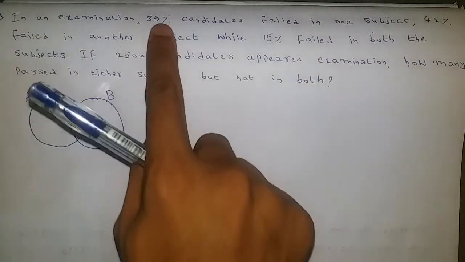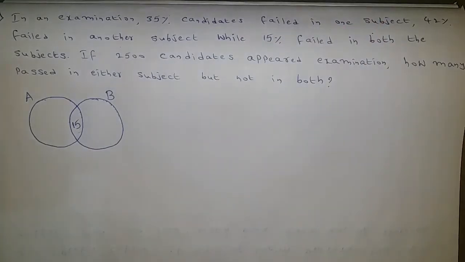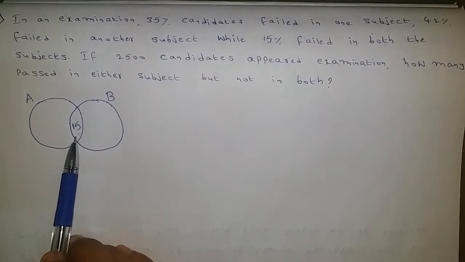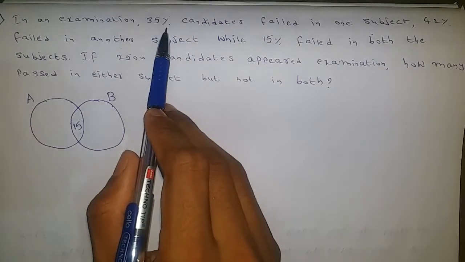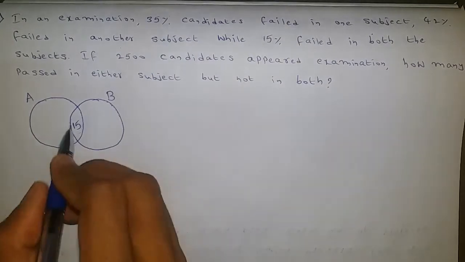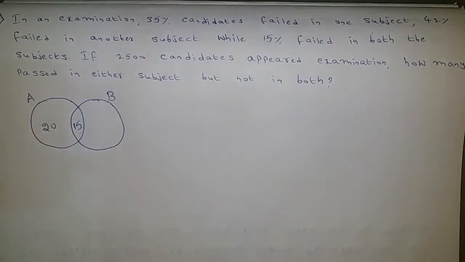Next, 35% candidates failed in one subject. This 15% failed in both the subjects, which means from these, 15% already failed in one subject. So now he gained 35 percentage. Already 15 percentage is completed, so the remaining is 20 percentage.